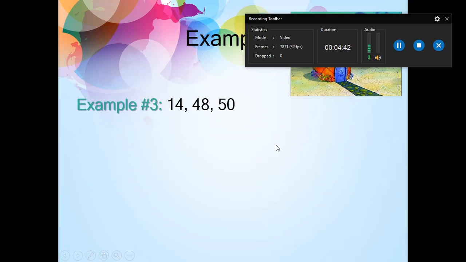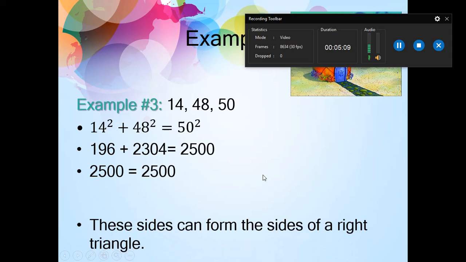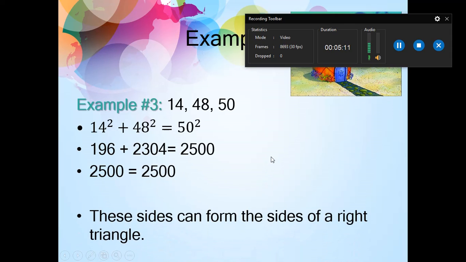So let's try our first example. In number 3, they're giving me 14, 48, and 50. Now 50 is the largest side, and that needs to go in for c. So we do want to be aware of that when you're subbing in. All right, so we're going to come up with all of our squares. So if the left side does add up to 2,500, and yes, it does, then we can conclude here and say that these three sides can form the sides of a right triangle.